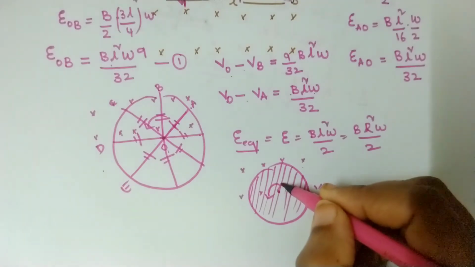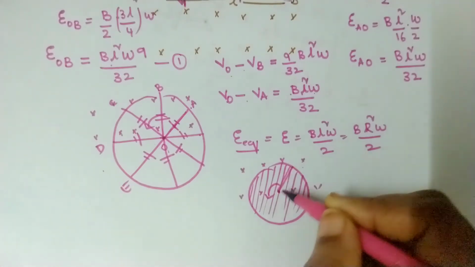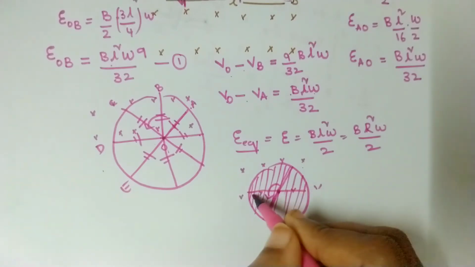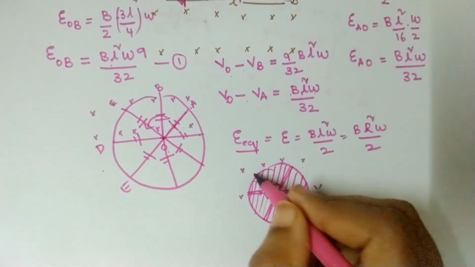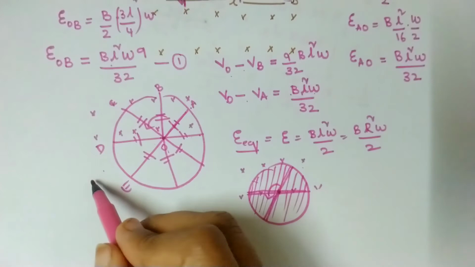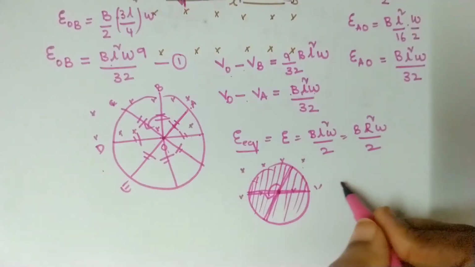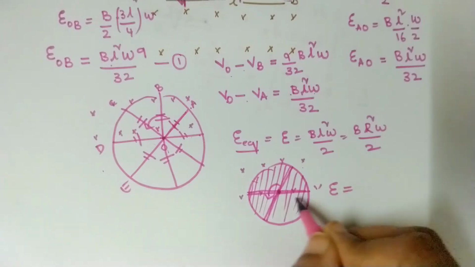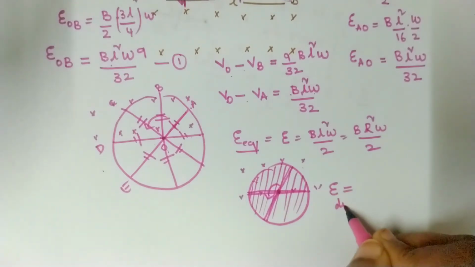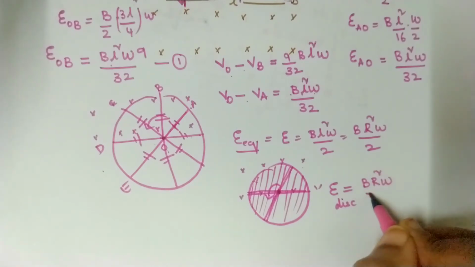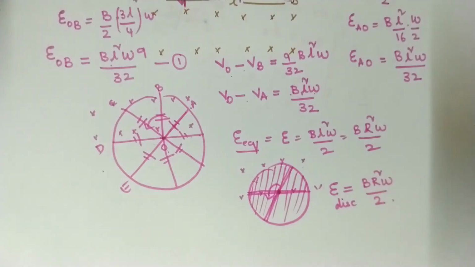See, you can cut the disc into a number of spokes. I can take this as one part of the disc, this as another part. Is it obtained by joining a large number of metal spokes? So what will be the induced EMF from center to edge of a disc? The answer won't change. It is BR square omega divided by 2.